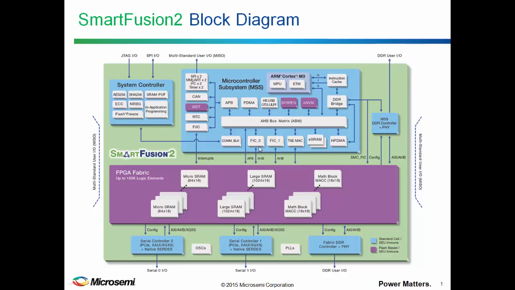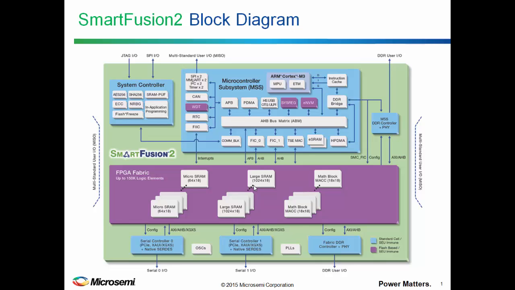Every device has one, FIC0. Some of the devices have a second one called FIC1. And this allows the Cortex to interface with the fabric. Now, what you can do with that, you could look at the peripheral set that's in the microcontroller subsystem, and you might say, I wish I had more UARTs, or I wish I had a PWM or something. Well, in our software, we provide a library of some cores that you can use.